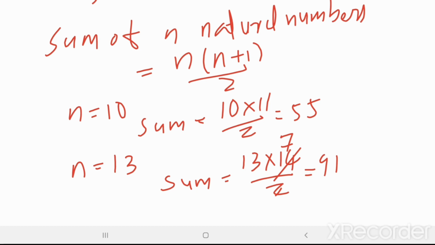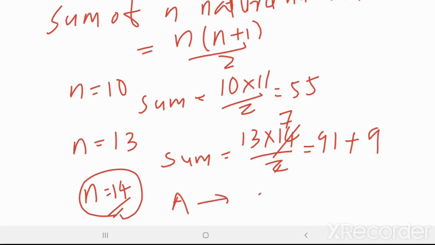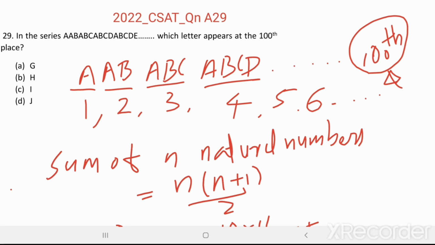So in the next group, when n equals 14, more members will be there. To reach 100, 9 more letters are required. So from the 14th group, A to the 9th letter, the 9th letter in the English alphabet is I. So in the 100th place it will be I. Option C is the right answer.